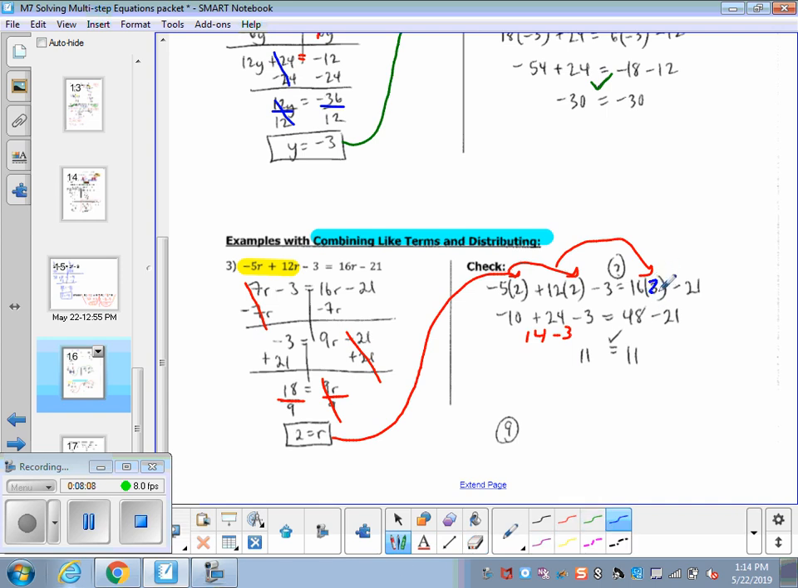It definitely should be a 2 that we plug in. 16 times 2 is 32. And 32 minus the 21 is definitely an 11. And we're good to go now because we got 11 on both sides. So we know that r equals 2 is the correct answer.